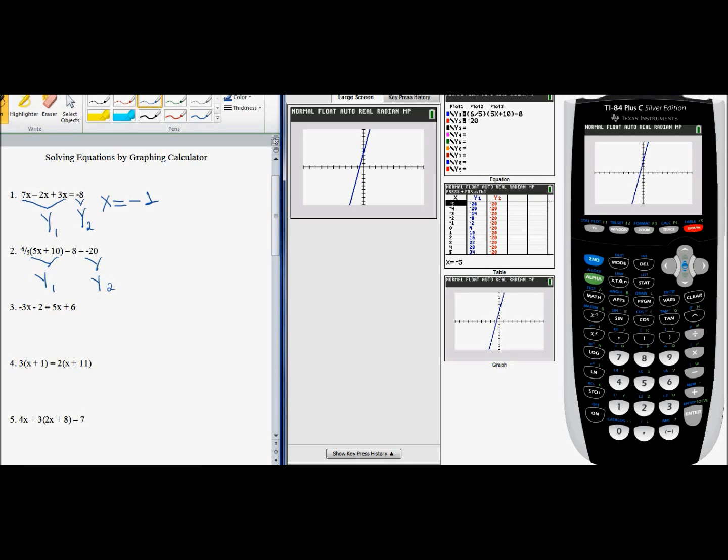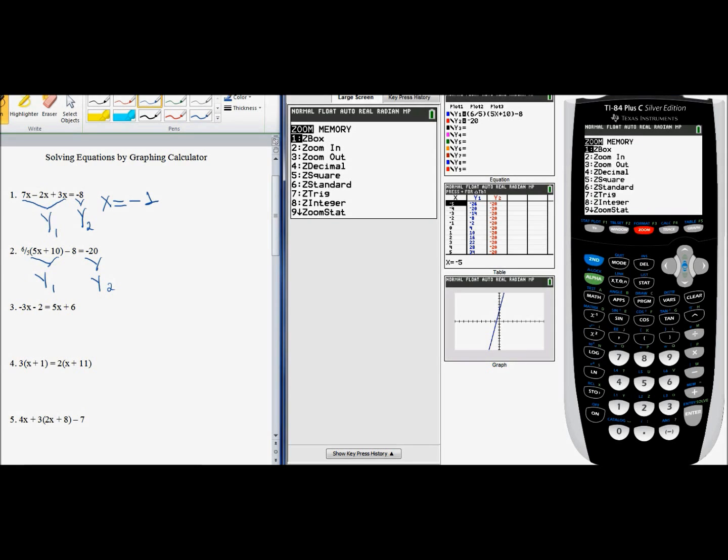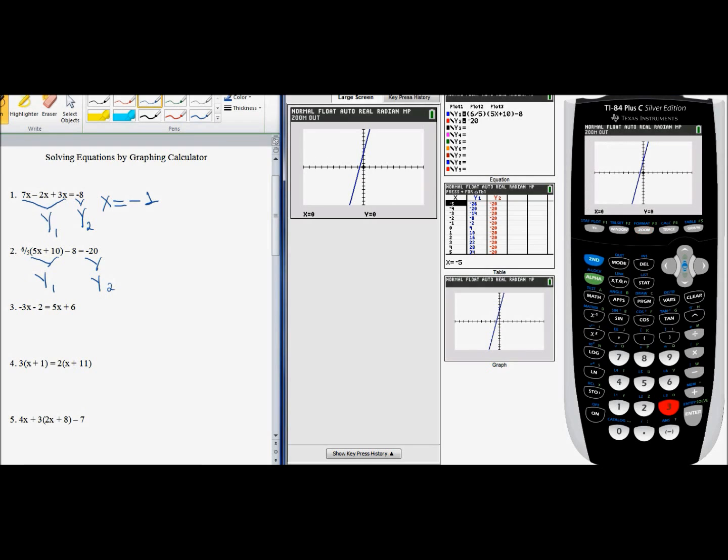We want to be able to see everything. So this time, in order for me to see that red line, I'm going to hit zoom. So I want you to hit zoom. And I need to fix this window so I can see everything. So I need to zoom out. So zoom out is number 3. Once again, either use your arrow key to scroll down or simply hit the number 3 and enter. And then give it a second and let everything draw. Let your graph form. Now I've zoomed out enough to where I can see that -20. Now I'm ready to calculate the intersection.